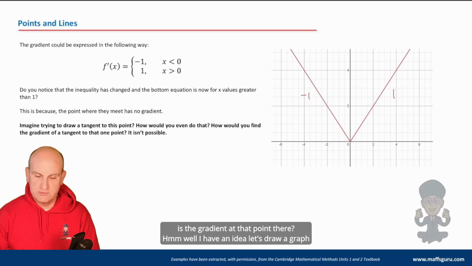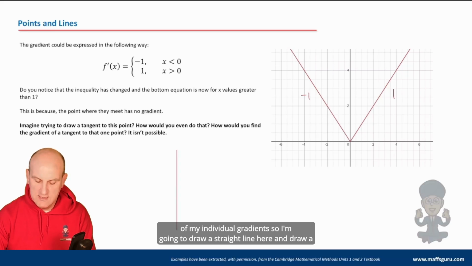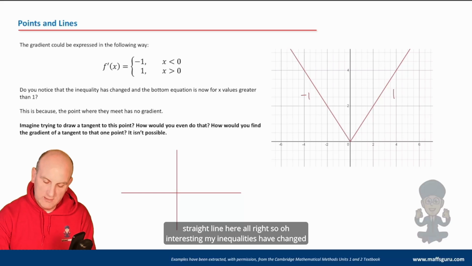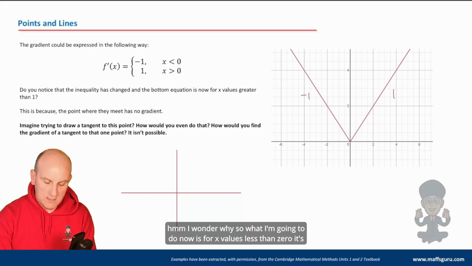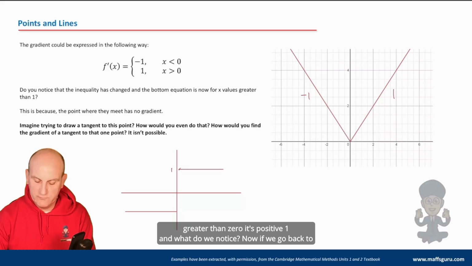Well, I have an idea. Let's draw a graph of my individual gradients. So I'm going to draw a straight line here, and a straight line here. All right, so, oh, interesting. My inequalities have changed. I wonder why. So for x values less than 0, it's going to be negative 1. So there we go, there's negative 1. For, oh, hold on, for greater than 0, it's positive 1.